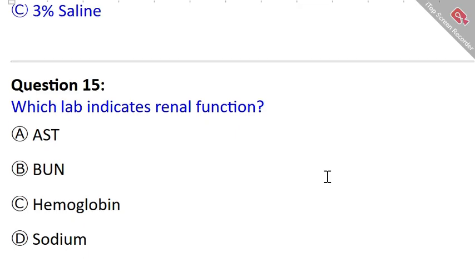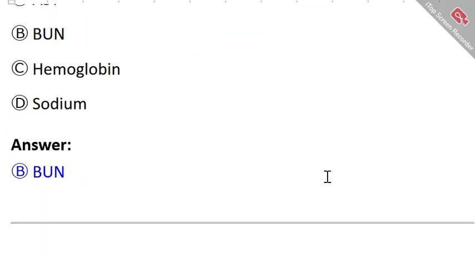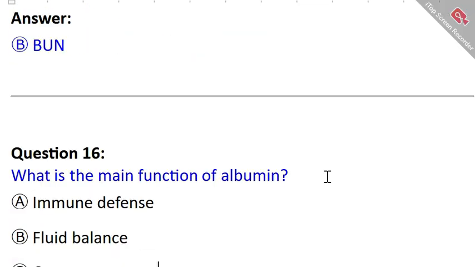In this scenario the correct answer is BUN, blood urea nitrogen. This is the lab value which indicates the renal function. Let's move to question number 16.